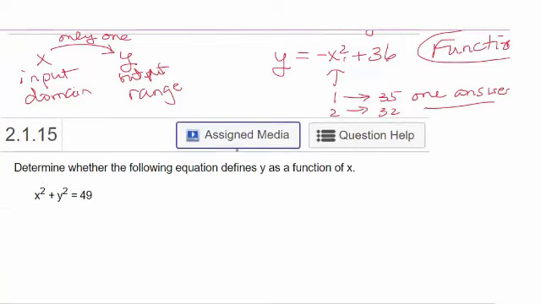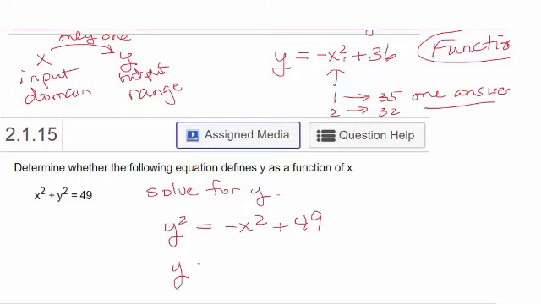Let's take a look at a situation where it would not happen. So here we have x squared plus y squared equals 49. I'm going to do the same thing. I'm going to solve for y, and that means, again, moving the x squared. So y squared equals negative x squared plus 49. And then y is not completely by itself yet, though, is it? It's squared. And remember, we use the square root property to get y by itself when it's being squared. So if y squared is equal to negative x squared plus 49, then y itself could be plus or minus the square root of negative x squared plus 49.